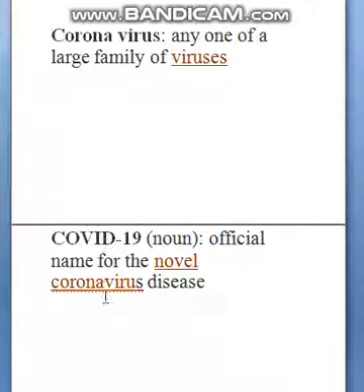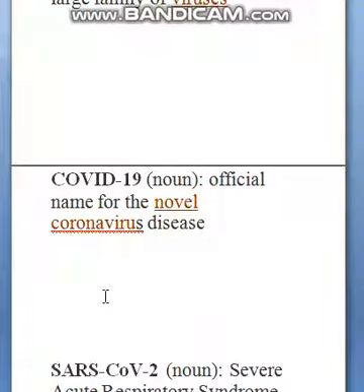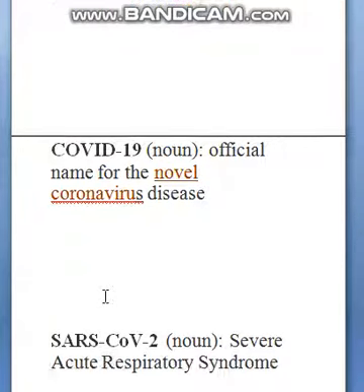Next, COVID-19. COVID-19 is the official name for the novel coronavirus disease which emerged in China in 2019. COVID-19, that is coronavirus disease 2019. So based on that, they have given the abbreviation COVID-19.